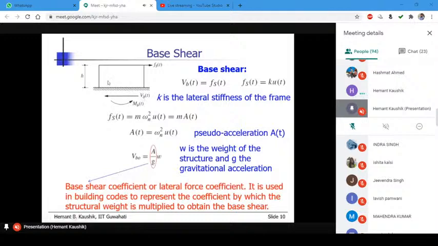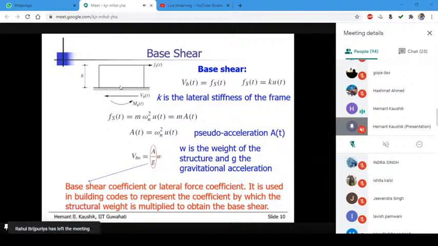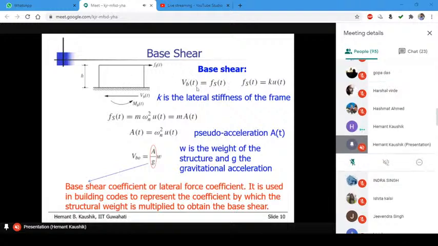At that instant, the lateral force acting on the mass is Fs(t). From equilibrium, we can very easily say that V_B(t) is actually Fs(t), because there is only one mass here. If there are multiple masses, we will discuss later how to distribute the base shear to them. But for a single degree of freedom system, we have this equilibrium. Now, what is this Fs?